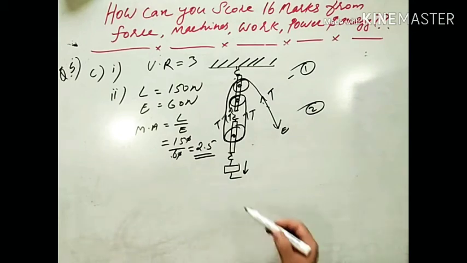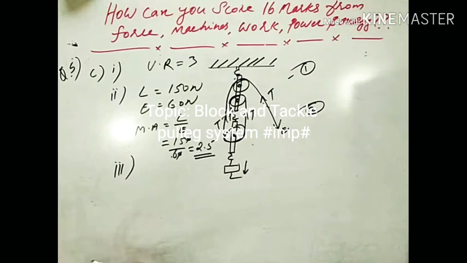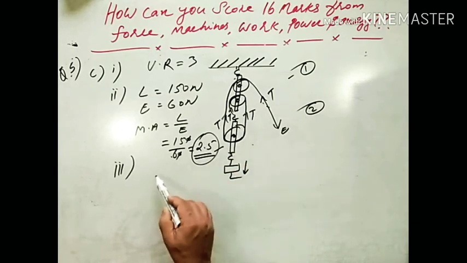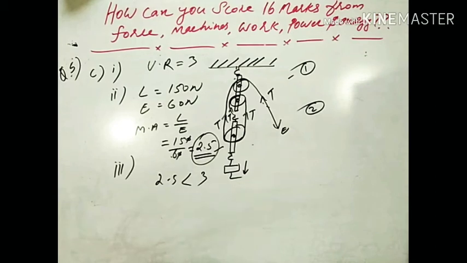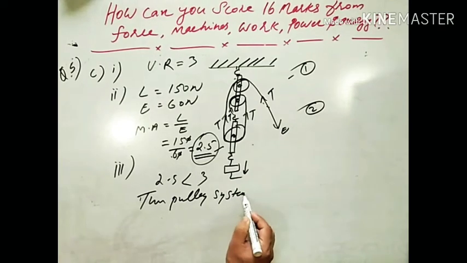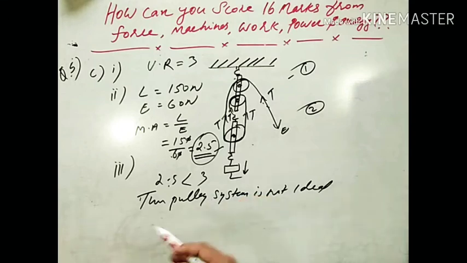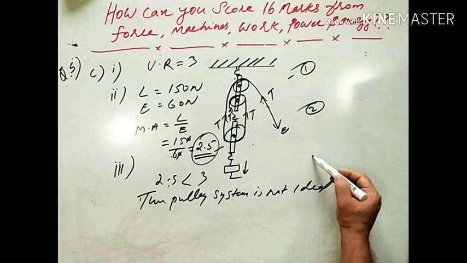All right. Yes. So the third part is, is the above pulley system an ideal machine or not? Because for a pulley system to be an ideal machine, the mechanical advantage should be equal to velocity ratio. Actually, what is the mechanical advantage here? 2.5. So 2.5 is less than 3, that is the velocity ratio. So this pulley system is not ideal, since the mechanical advantage is less than the velocity ratio. Give the reason also. It will be more impressive. Though it is not asked, always give the reason and impress the examiner. All right. So in this section you are getting 4 marks.